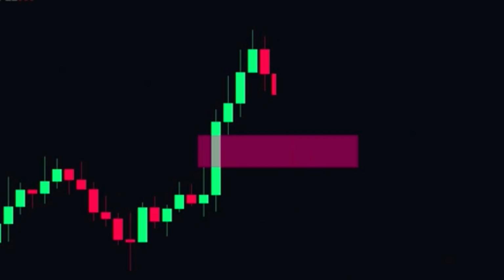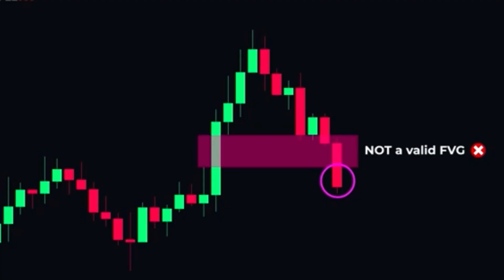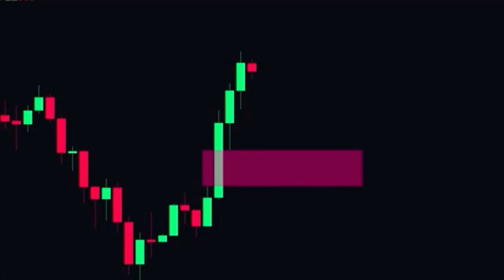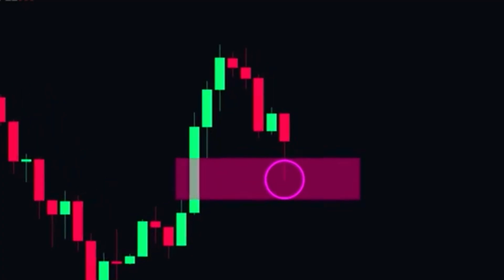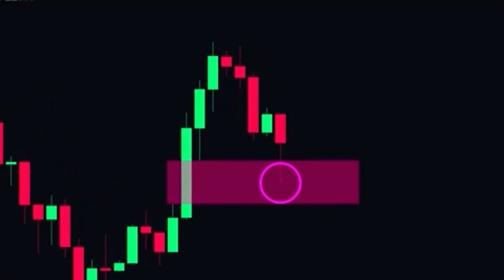Another important thing to note is that the price shouldn't retrace too deeply to the point where it closes below the gap. If it does, then the fair value gap is also invalidated. So the best fair value gap entry is when the price hasn't retested it before. And when it does retest for the first time, make sure it doesn't break below the gap.